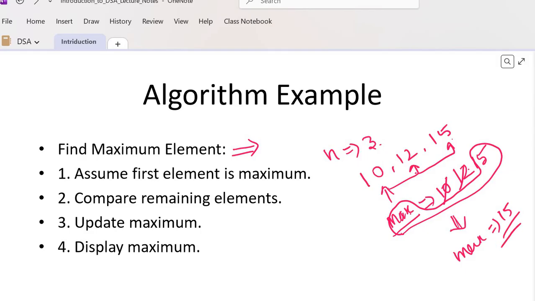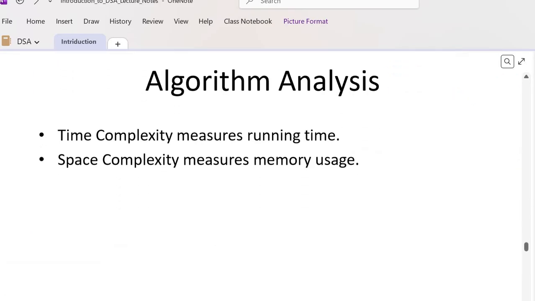An algorithm is a step-by-step process, giving you the sequence of steps which is called an algorithm. And this is an important one in data structures and algorithms: algorithm analysis.